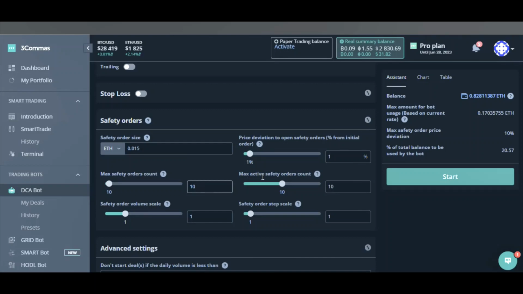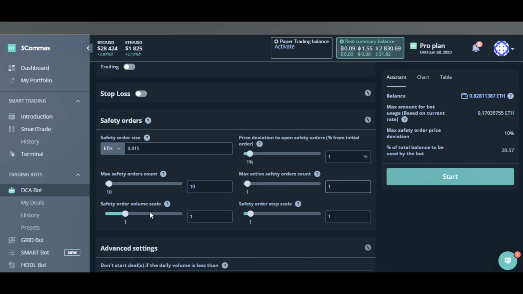The maximum active safety orders count, I don't like to keep 10. One would be enough, because it is not necessary to keep all pending orders in the order book in your Binance account. So safety order 1 would be enough. Our target is 10, so it will go to the Binance order book one by one. So that is the meaning of that one, right?